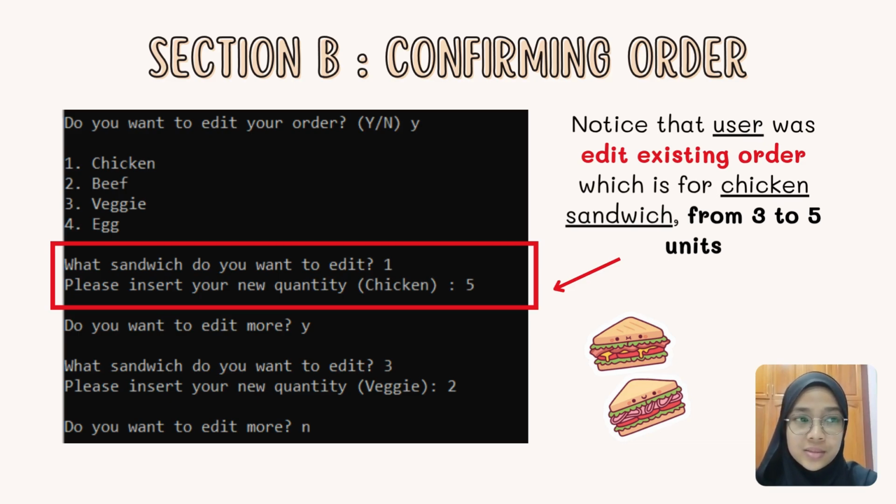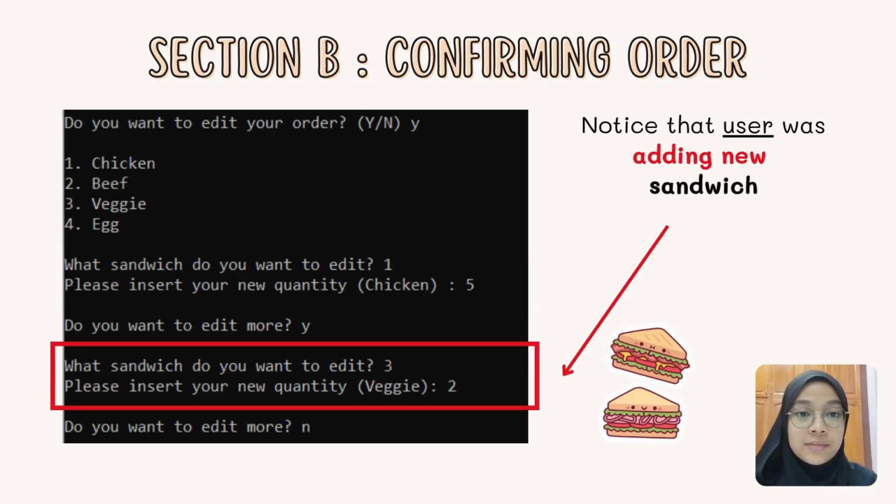Alright, notice that the user edited an existing order, which is for the chicken sandwich. In the previous order, the user input chicken sandwich for 3, but now the user wants to edit the chicken sandwich to 5. So they can actually edit the existing order. After that, the system asks, do you want to edit more? And the user inputs Y, which means they want to edit more.